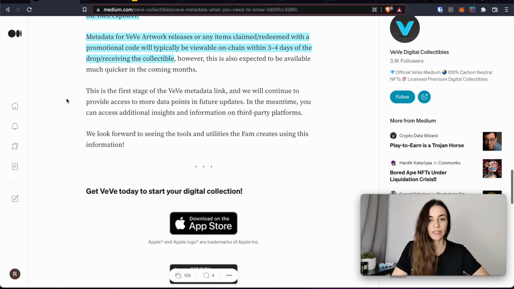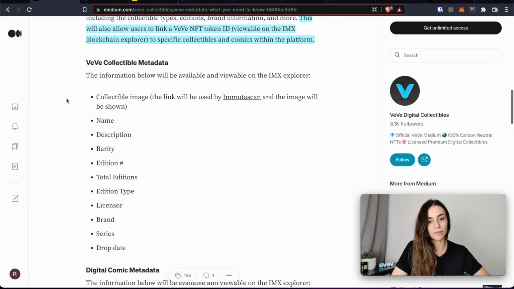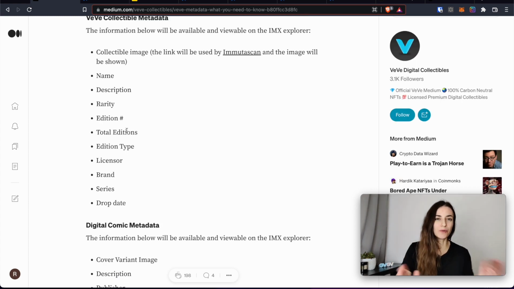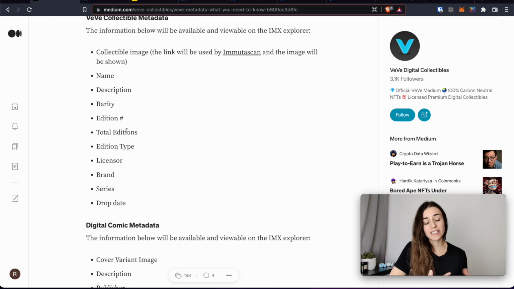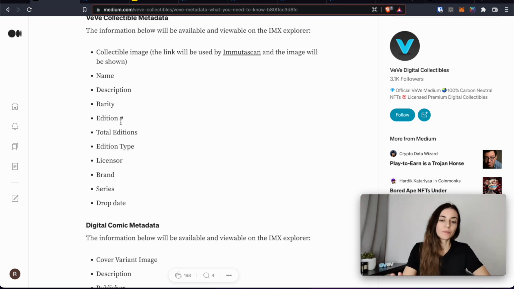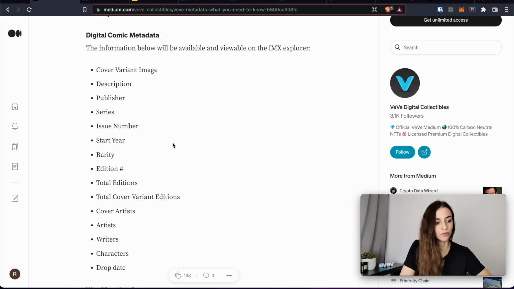And if we go back to the Veve metadata article, you will see that the metadata they will provide doesn't include any price-related or sale-related data. So we won't get any price data yet. And this is, I think, disappointing for a lot of people, because trading volume is a really important indicator for other NFT collectors or NFT investors. They always want to look at the trading volume in terms of money, not in terms of the number of trades. But we won't be able to do that at the moment, because they won't provide us with the price data for trades.